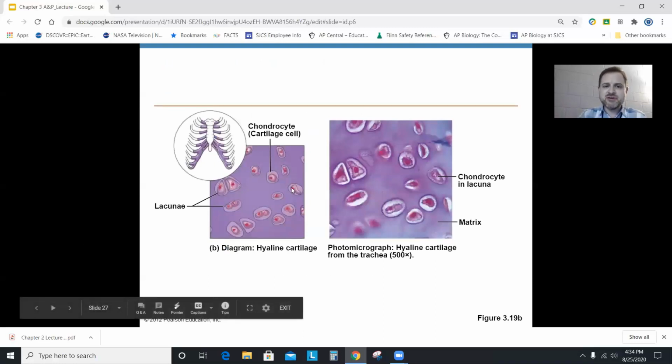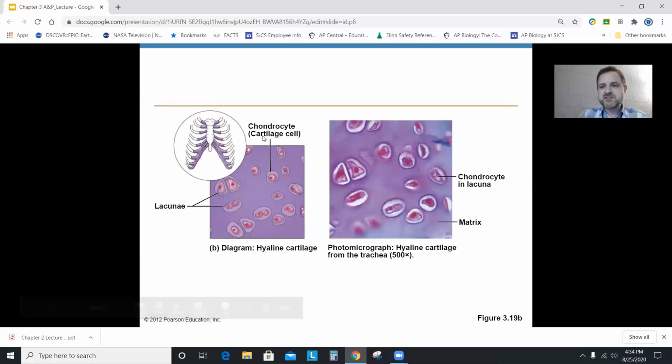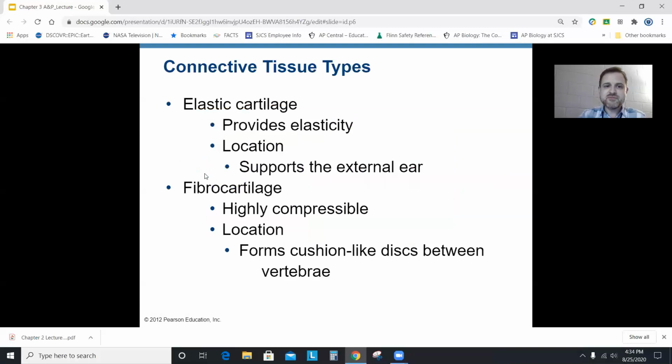Here you have a picture. The cells that produce cartilage are called chondrocytes, and you can see they're embedded inside this rubbery matrix. Elastic cartilage is more stretchy than hyaline cartilage. This is what's in your ear and the end of your nose.